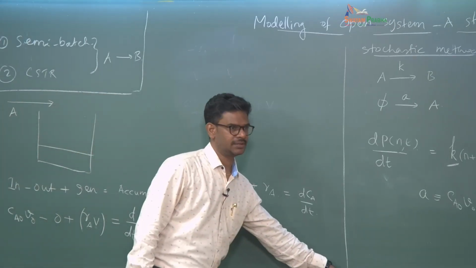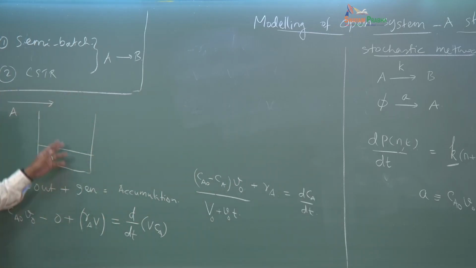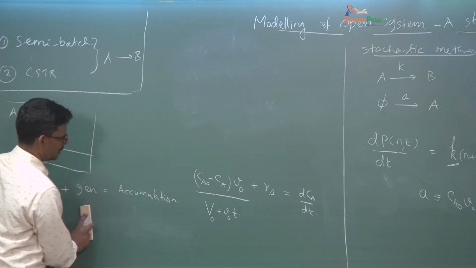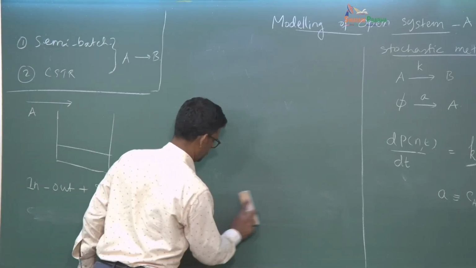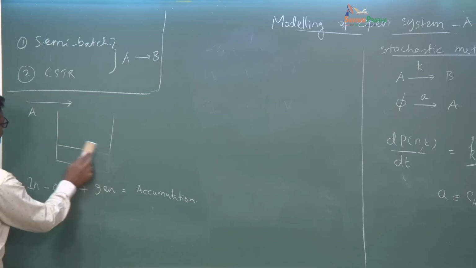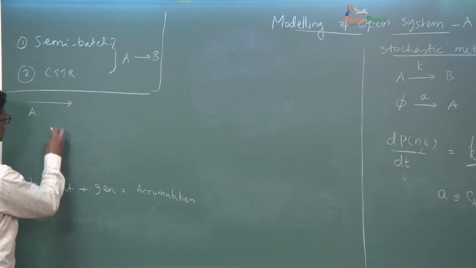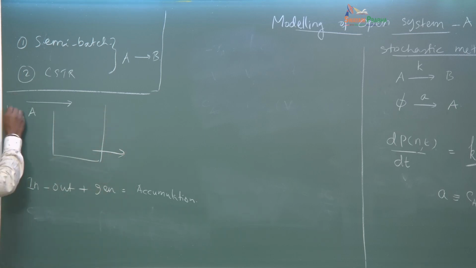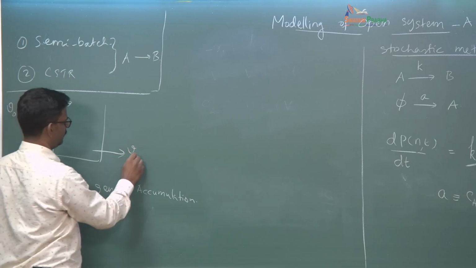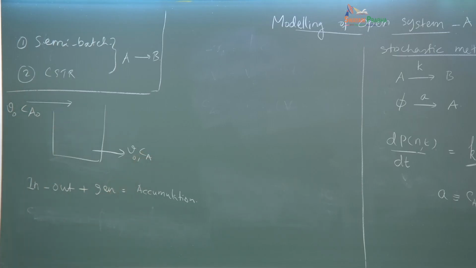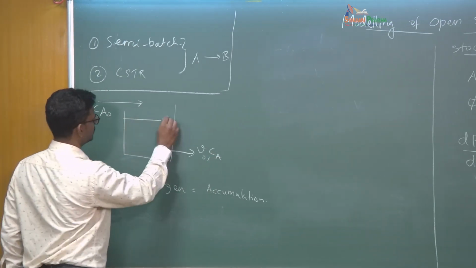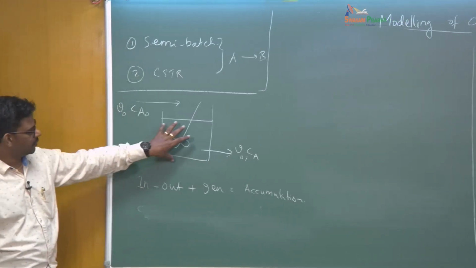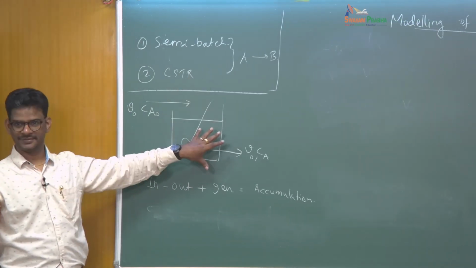Okay, so now let's look at the continuous reactor. In the continuous reactor, we think about a steady state operation. V naught, CA naught is the incoming stream, V naught, CA is the leaving stream, and this is perfectly mixed, and the volume of this reaction mixture is constant at steady state.